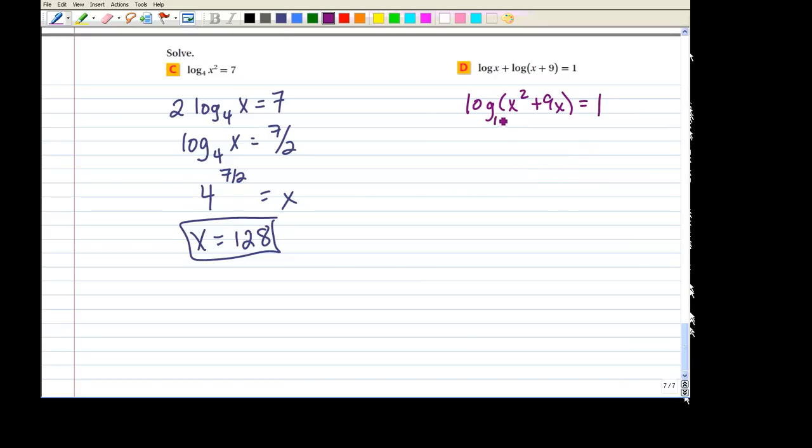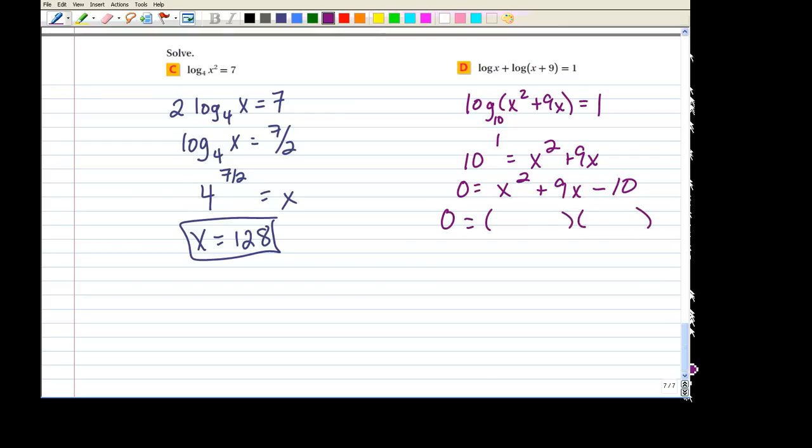And then I'm going to rewrite it as an exponent. So 10 to the first power equals x squared plus 9x. And subtract 10, so I'll get 0 equals x squared plus 9x minus 10. Does this thing factor? Well, it most certainly does. And it factors into x plus 10 and x minus 1. So here I get solutions of x equal to negative 10 and x equal to positive 1.